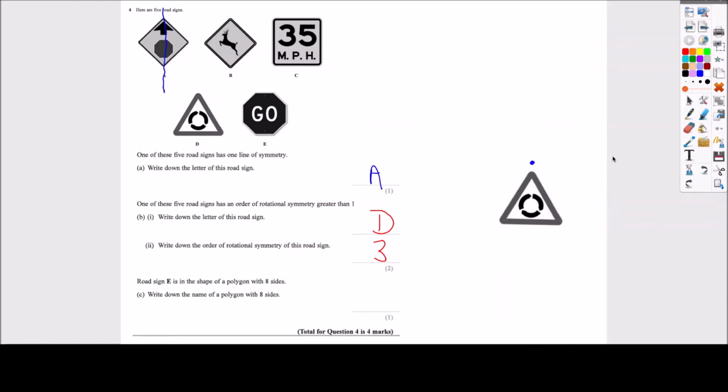Now part C, road sign E, which has got 8 sides. What is this called? We've just got to learn this. An 8-sided shape is called an octagon. Right, 5 would be heptagon, 6 would be hexagon. They're the main 3.